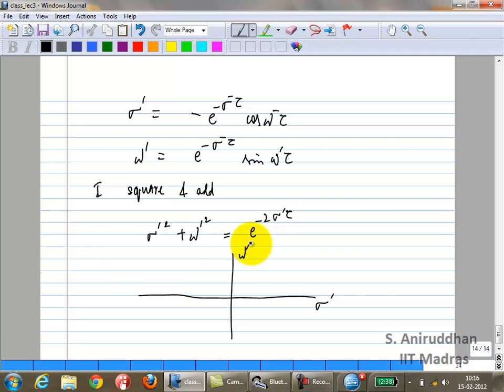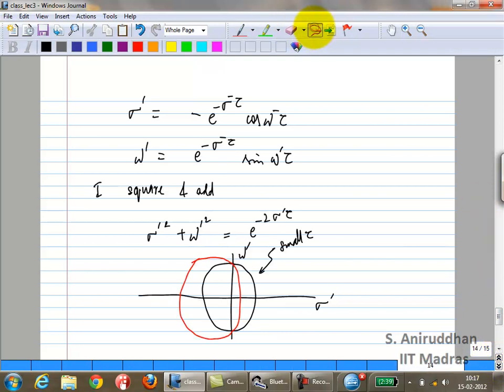What happens when tau is very small? It looks like when tau is very small, e power minus sigma tau, let's say tau is 0, it's going to be 1. Right? So for very small tau, it's going to look like a circle. Okay? As tau slowly increases, let's assume that's a circle. As tau increases, the circle is going to get even more distorted than I have drawn it. So you're going to get something slightly distorted. And if you keep increasing further, you know what, I'm going to move to the next page because I don't have space to draw this.